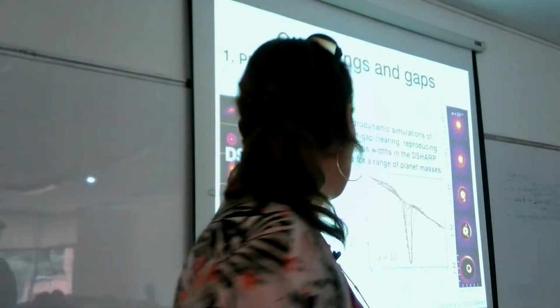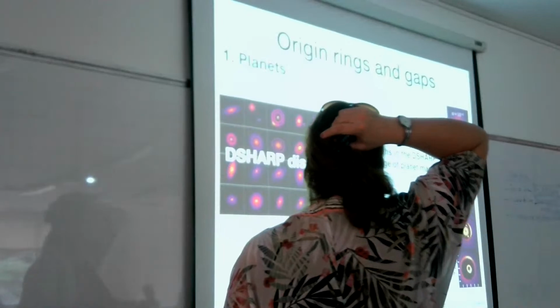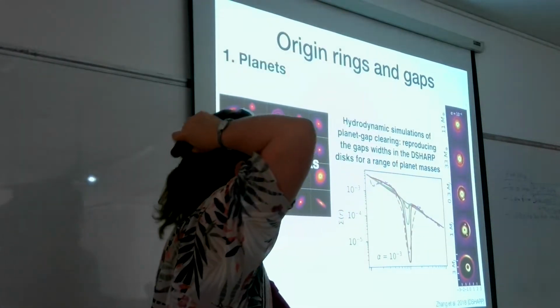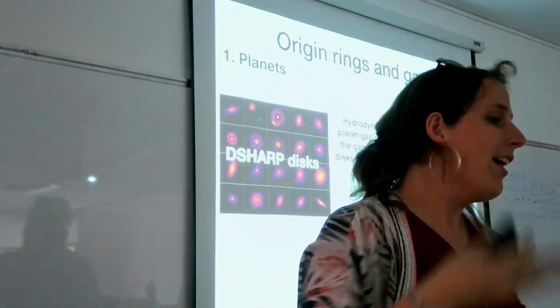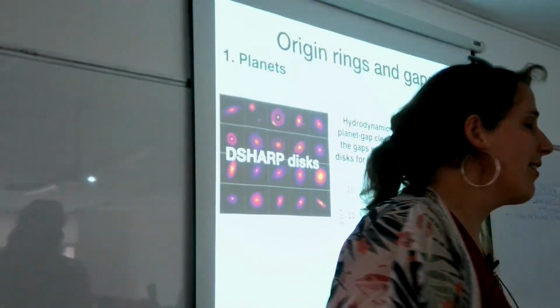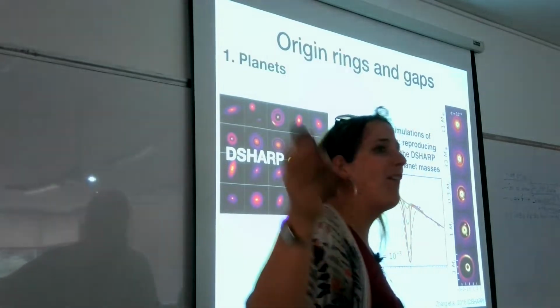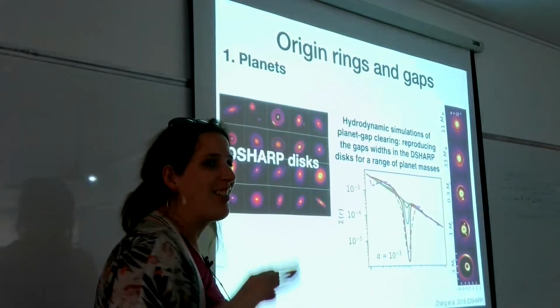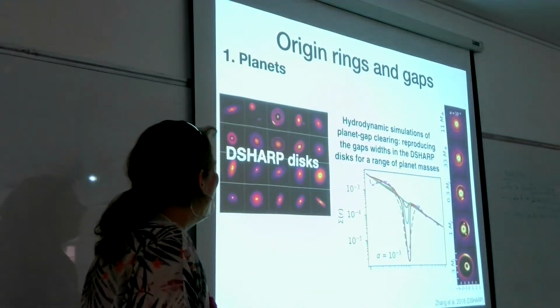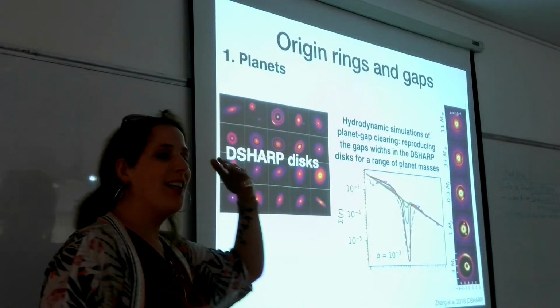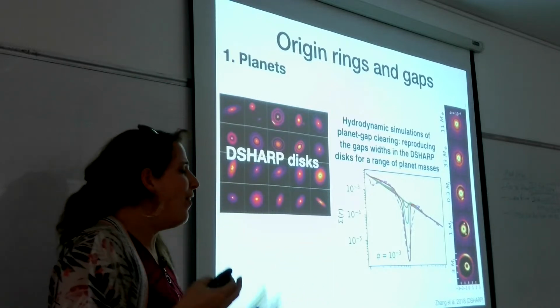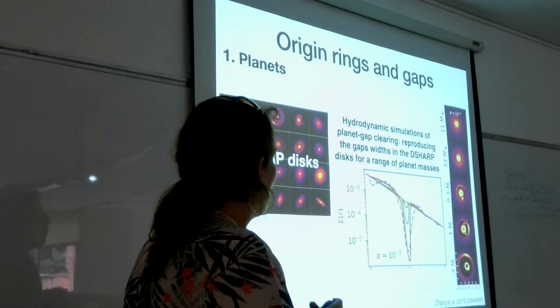Okay. So then to talk a little bit about the origin of the rings and gaps. Of course we like to think that they're all caused by planets. Because we say it's planets and we get more funding because everyone wants to research planets. That's a joke. Obviously, because of the transition disks, it is a very promising observation.